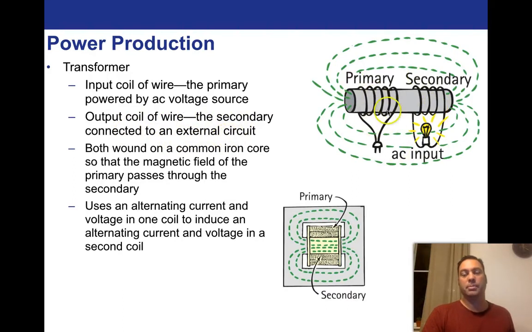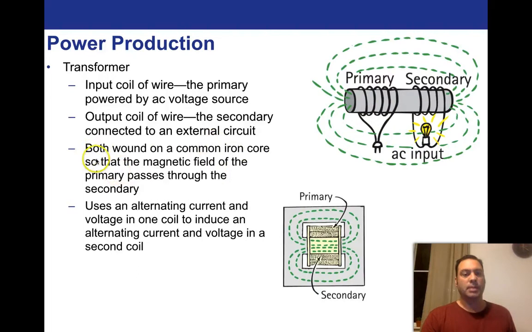So for example, from the power plant, it might be coming in at 10,000 volts, but our light socket works at 120 volts. So we need to get that converted. Both are wound on a common iron core. So here's the primary, here's the secondary. We want to be able to get the electricity from here to that light bulb, but we've got to change the voltage.